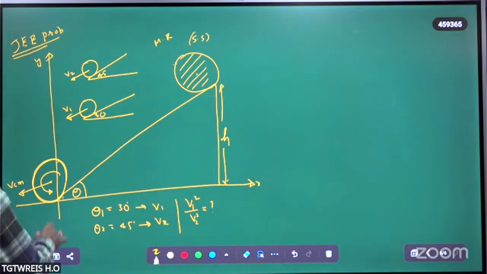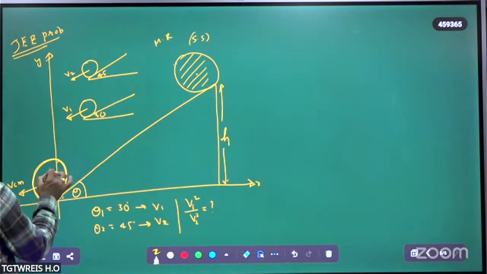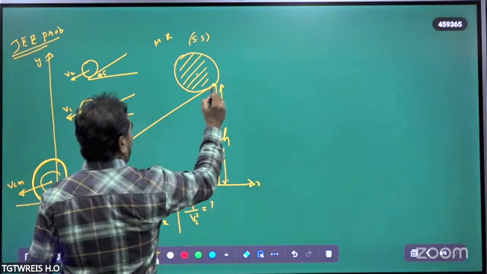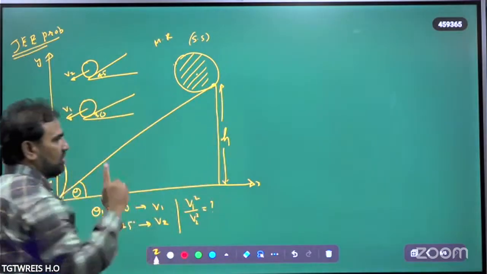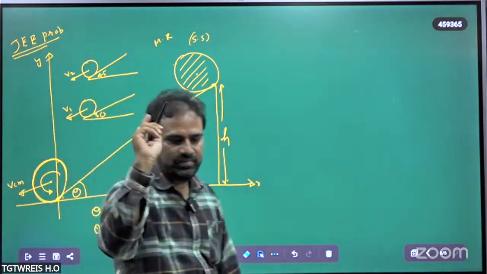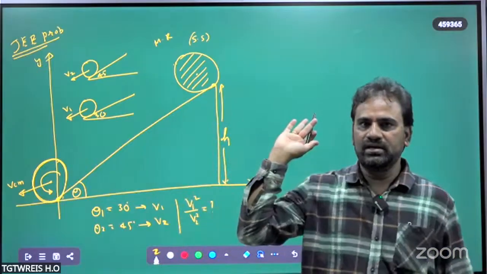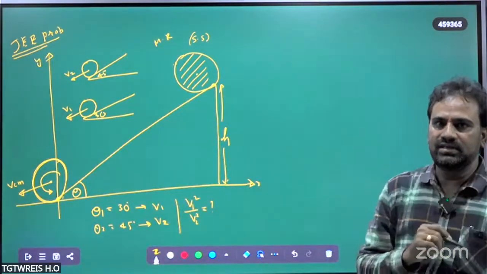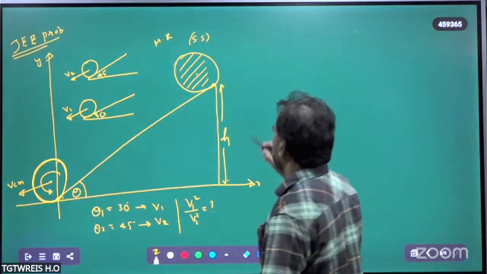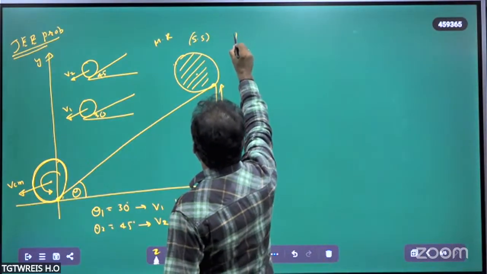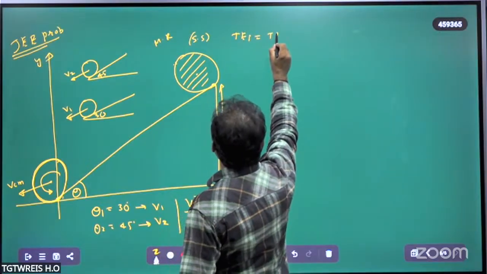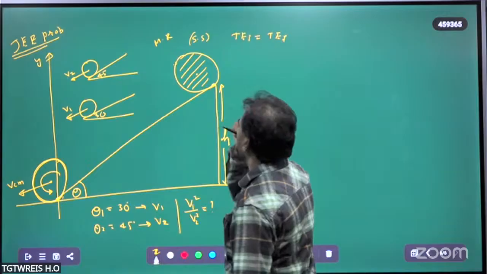The total energy of the body at the bottom is equal to the total energy of the body at the top of the inclined plane, both will be equal. Is it clear? So we should apply the law of conservation of energy. Total initial energy is equal to total final energy, both will be equal.